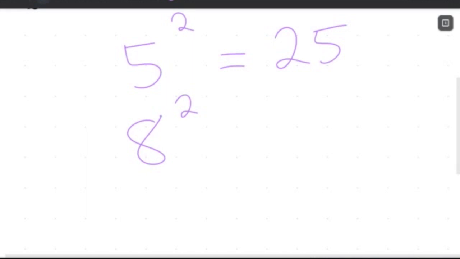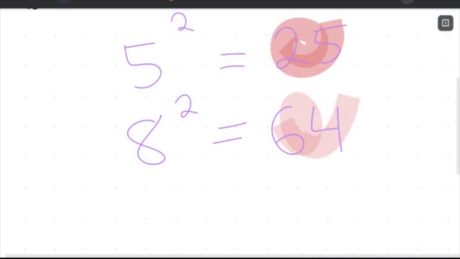Another example would be 8 squared. If I do 8 squared, that is like saying 8 times 8. From our times tables, if you know those, or you can work it out along the way, I get 64 here.